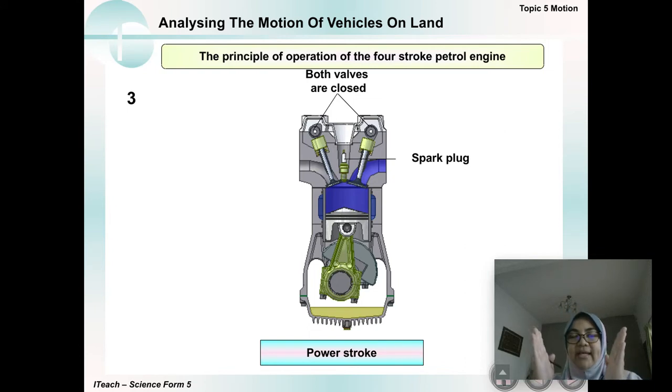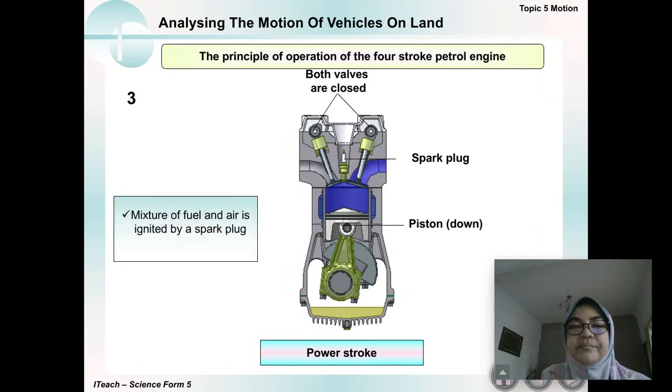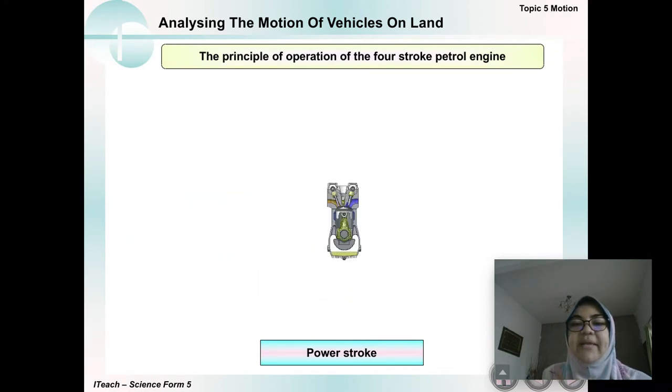Okay, and then we have the power stroke. Power stroke, both valves still closed. Tapi masa power stroke, piston dah bergerak ke bawah. So the mixture of fuel and air is ignited by a spark plug. Tadi masa compression stroke, dia dah compress. Kemudian masa power stroke, piston turun. Bila piston turun, spark plug tu akan menyala. So hot gas expands. Tadi dia compress kan? Lepas tu bila piston turun, hot gas tu akan expand.